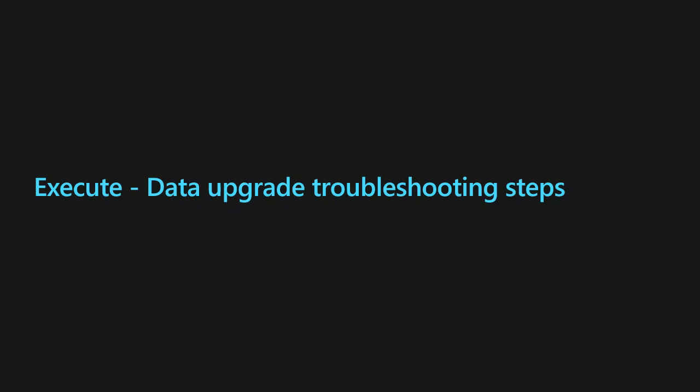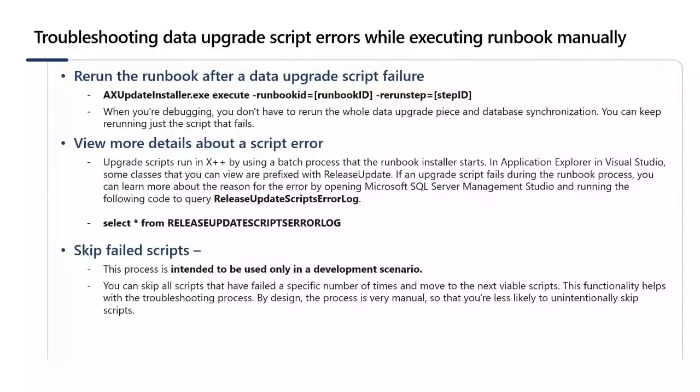As you are executing the data upgrade package manually, in case of any failure during the upgrade run, let's talk about troubleshooting steps which will help in fixing issues and making progress. In case there is any failure in any step, once you fix the error, there is a command to rerun the runbook. So in case of failure, you can rerun the steps. If there is any failure in a pre-sync or post-sync step, then all error details are logged in the ReleaseUpdateScriptErrorLog table. During pre-sync or post-sync, if there is any error, then there is an option where you can skip the failed script. But a few things to keep in mind.